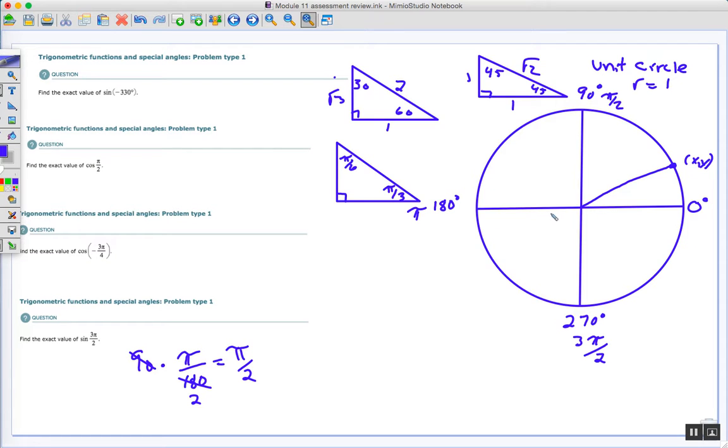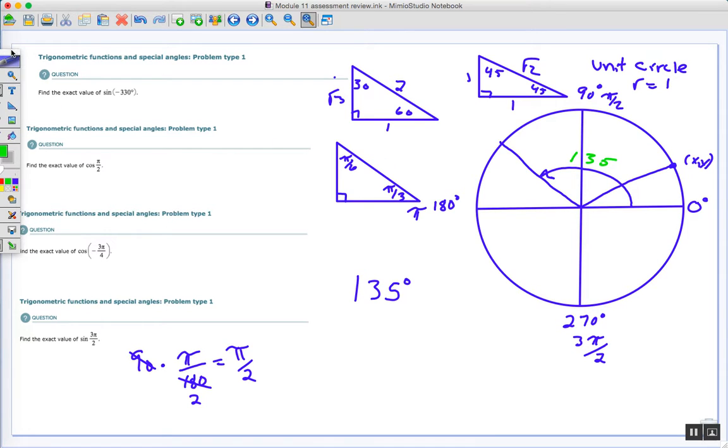Okay, so let's start by making sure we know how to identify coterminal angles. If I ask you to graph, say 135 degrees, that means you would start here and you would move around the unit circle, and 135 degrees would be roughly right about there.